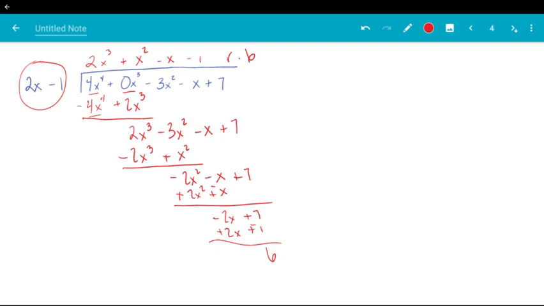Also, a thing you could have done to check, if this is the factor we're checking, you can substitute 1/2 in for all the x values and simplify it, and you should also get a remainder of 6. That's the remainder theorem. So a couple things just to watch out for.